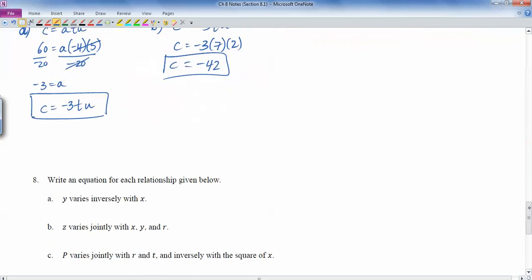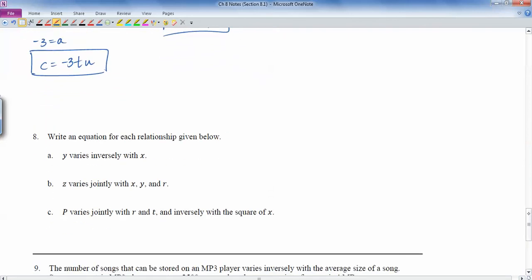Okay, let's move on to 8. Write an equation for each relationship below. The first one's pretty basic. Y varies inversely with X. Well, that means that Y has to be A over X. That's an inverse relationship. Okay. Z varies jointly with X, Y, and R. Well, that means that Z varies directly with X times Y times R.